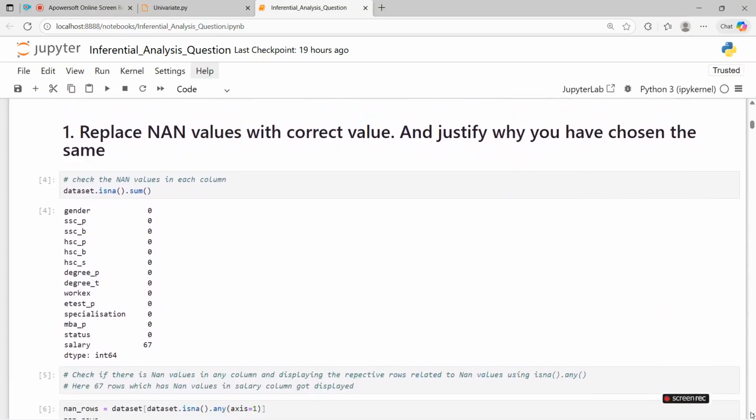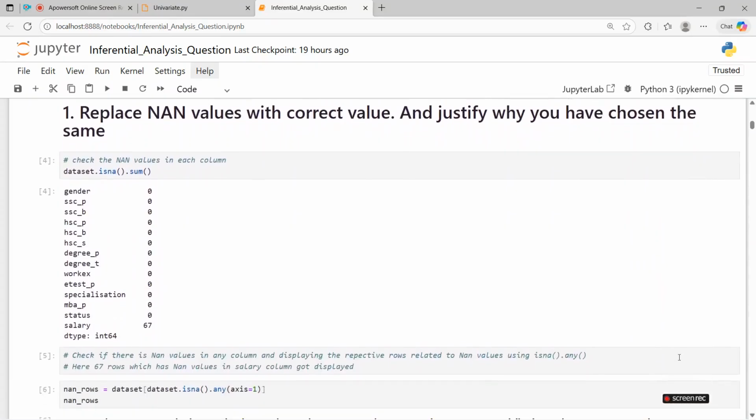So the first question is we need to replace the NaN values with correct value and we need to justify why we have chosen the same. So first we are checking the NaN values in each column using dot isna dot sum. So here dot isna will check for the NaN values in each column and dot sum will count the number of occurrence of the particular NaN values in each column. So here we can see all the columns have 0 NaN values and the salary column has 67 NaN values.